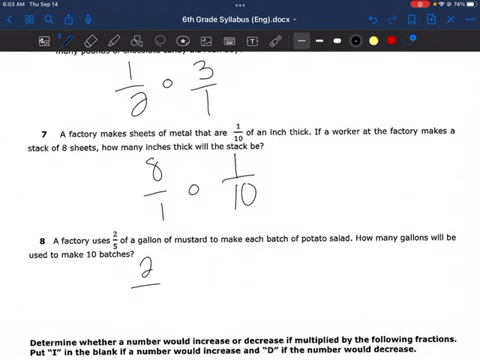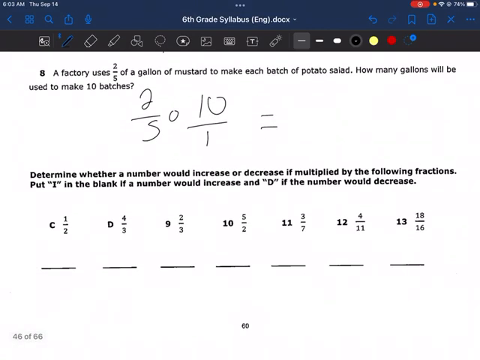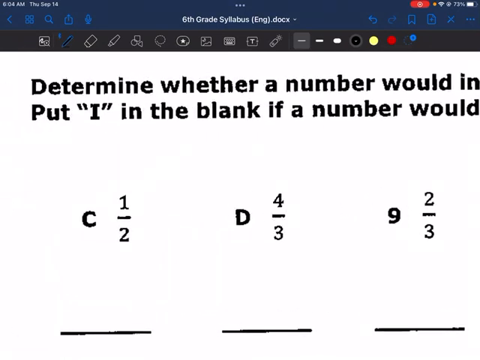See how well you're doing. See how logical you think. Determine whether a number would increase or decrease if multiplied by the following fraction. So you're going to tell us if the number would be smaller or bigger if you multiplied by these numbers. If you multiply by 1/2. So what's half of 10? 5, right? So this one would be smaller because the answer would be 5.